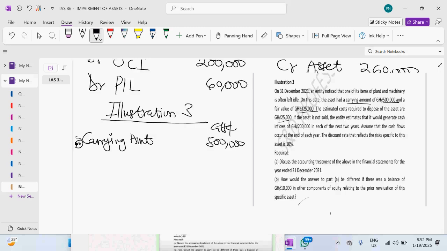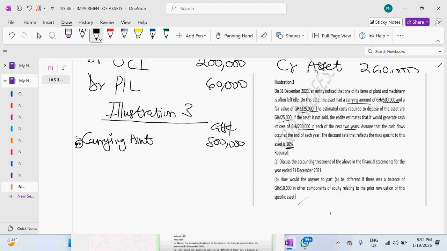So now the carrying amount is 500,000 and the fair value is 350,000. The estimated cost to sell is 25,000. If the asset is not sold, the entity estimates that it will generate cash inflows of 200,000 in each of the next 2 years. Assume that the cash flows occur at the end of each year. The discount rate is 10%.